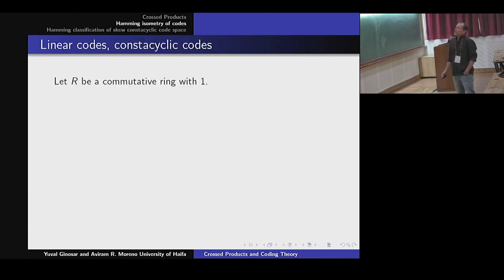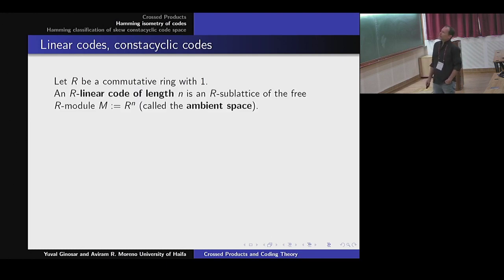So that was, I think most of you know what was so far. Let us talk a little bit about coding theory. Let R be a commutative ring with 1. An R linear code of length n is an R sublattice of the free R module R to the n, called the ambient space. Yesterday, Carlo called it the text space. Call it the ambient space.